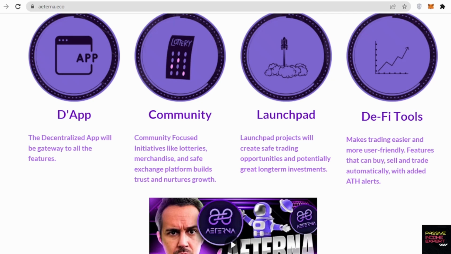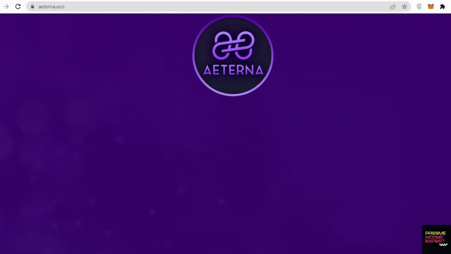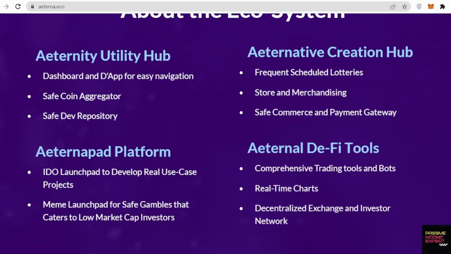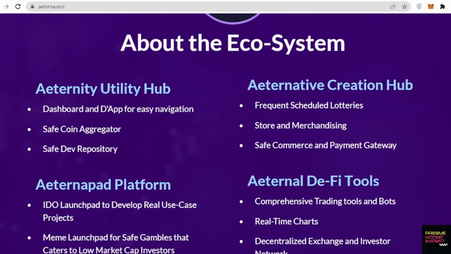They will be launching some tools in DeFi, which make trading very easy, more like PancakeSwap type of things, and features that can buy, sell, and trade automatically with added ATH alerts. So some sort of robotics or AI part in the back end that will help you to grow your profits. And a couple of other things which are the main highlights.